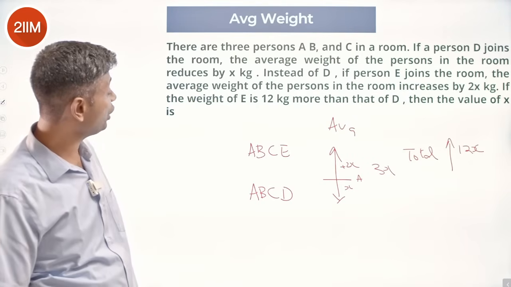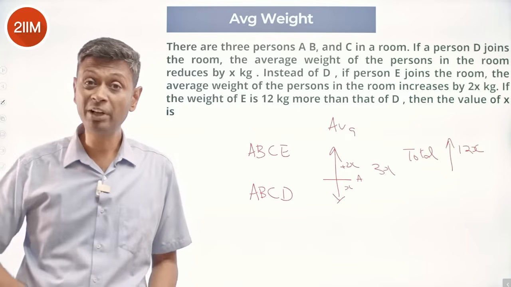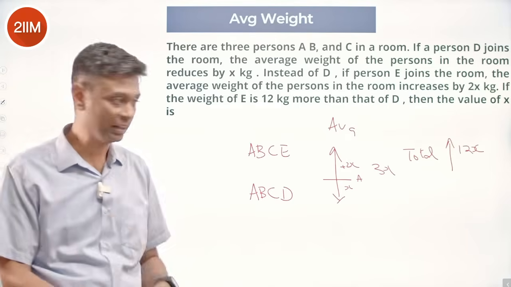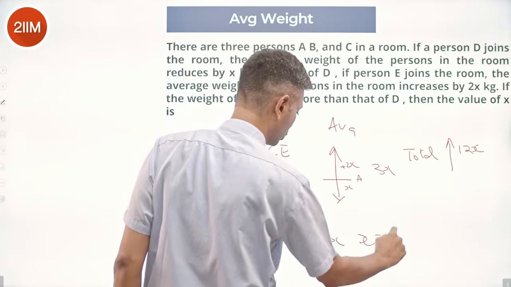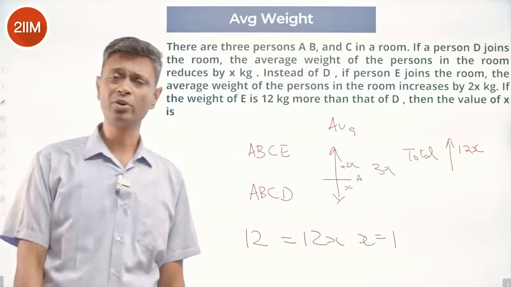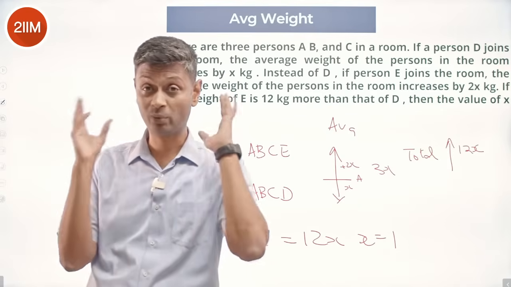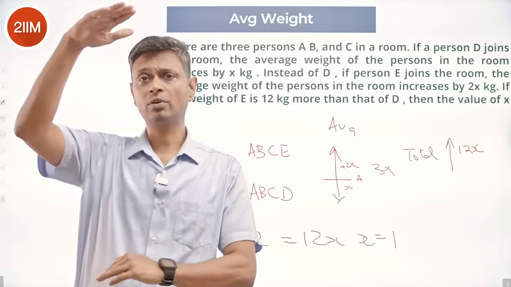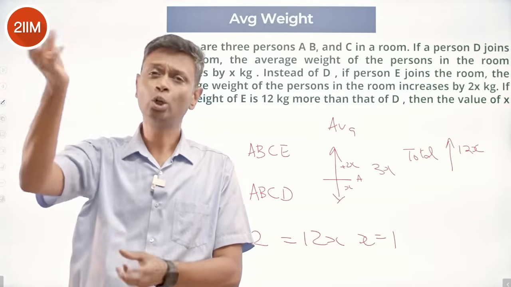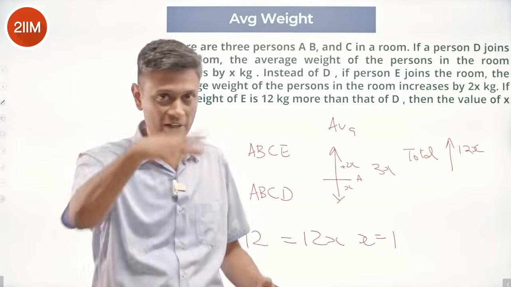The weight of E is 12 kilograms more than D. E brings in 12 kgs more than D. 12 kgs extra is 12x, x is 1. Just romp home instead of making it too algebraic and putting x and y and all that. Just look at this question and say, hey, nice, 2x up instead of x down, 3x as the average change. Total change is 12x, 12x is 12, x is 1, done through.